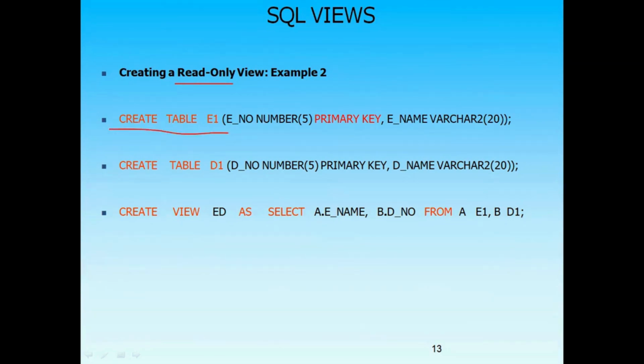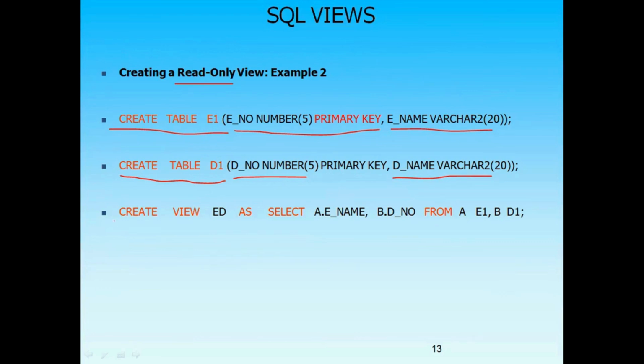Assume there is a table E1, then there is a table D1, right? In the E1, there are two attributes: employee number, which is the primary key, and then employee name, the name of the employee, with the varchar data type. Then the department number is the primary key in the department table, and the second attribute is the department name, right? Now I want to select the data from both the tables into the view, right?